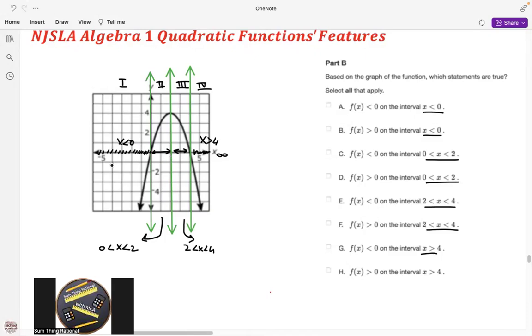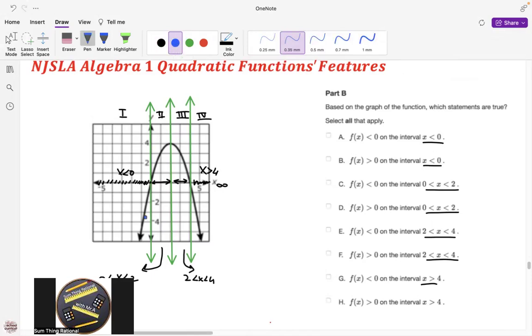In the first region, look at the part of your graph. When x is less than 0, the part of the graph is here, okay? What do you think? Is this graph below the x-axis or above the x-axis? It is below the x-axis. Below the x-axis means f of x is less than 0 in this region. So x less than 0, f of x less than 0. Not bigger, not this one. First region is done.